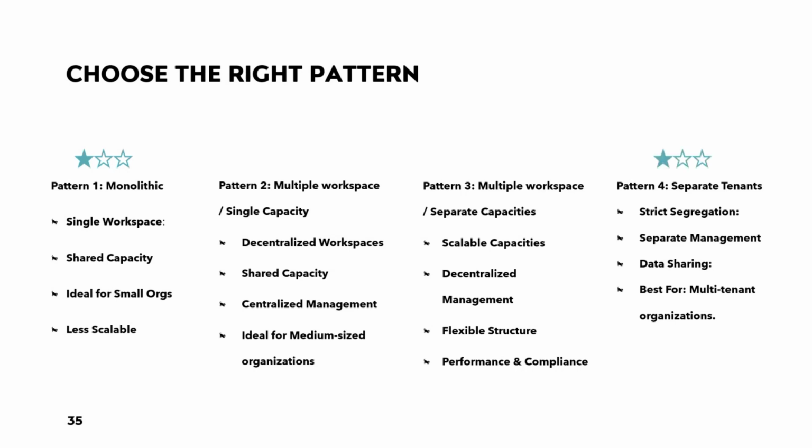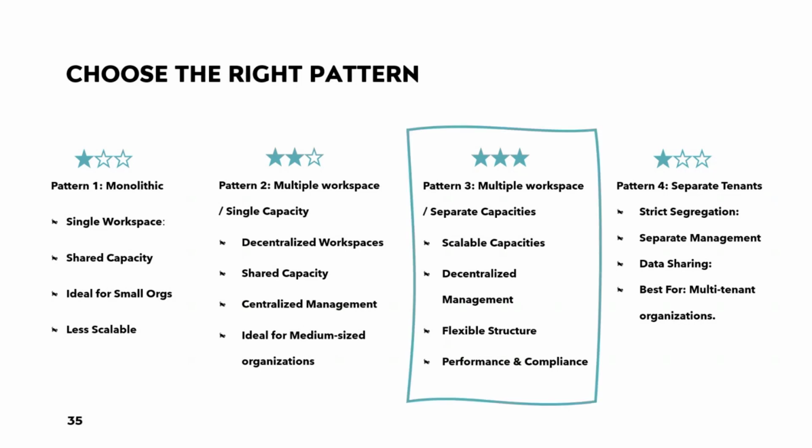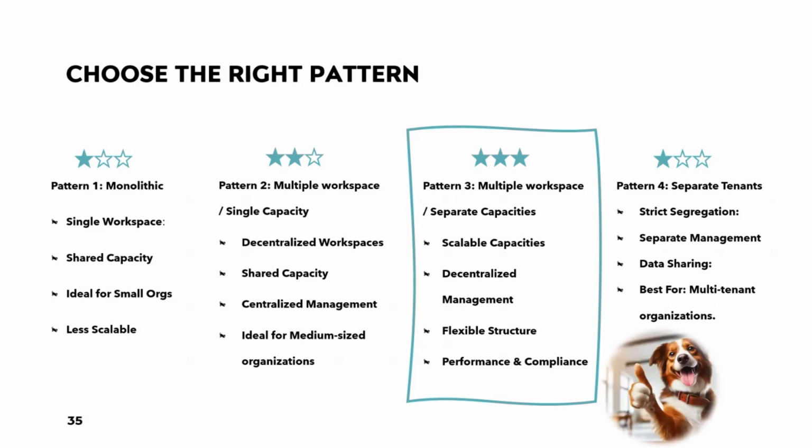Let's go over to pattern 4. While it has the options for multiple things, this may be too much strict segregation, maybe too much to manage all at once. So now we have two really good options. Multi-workspace, single capacity gets a 2-star because while it offers the idea of multiple workspaces, you only have a single capacity unit to run this. And finally, I feel that for the solution that we are trying to solve, we are showing the best option of multiple workspaces and separate capacities.